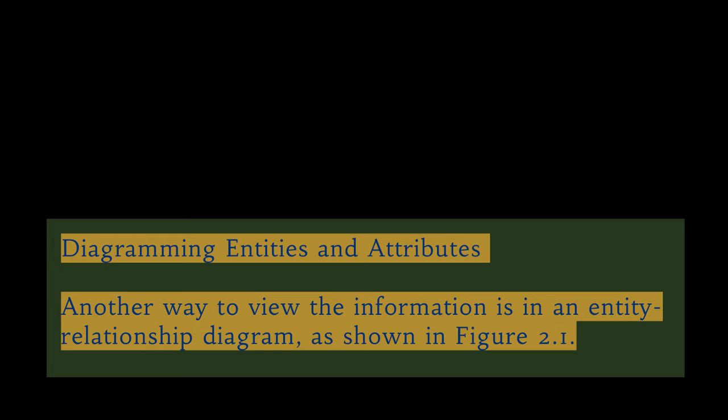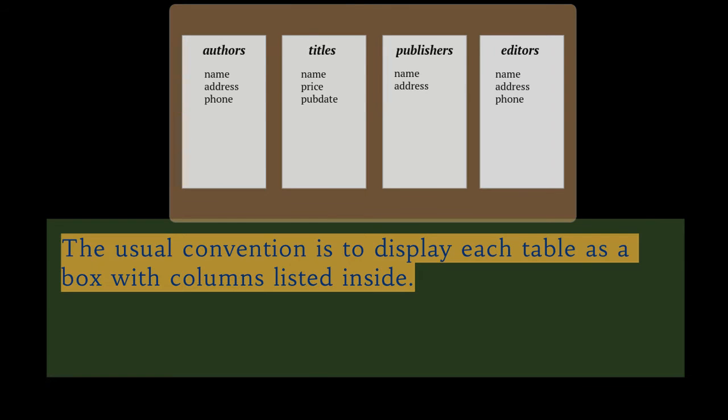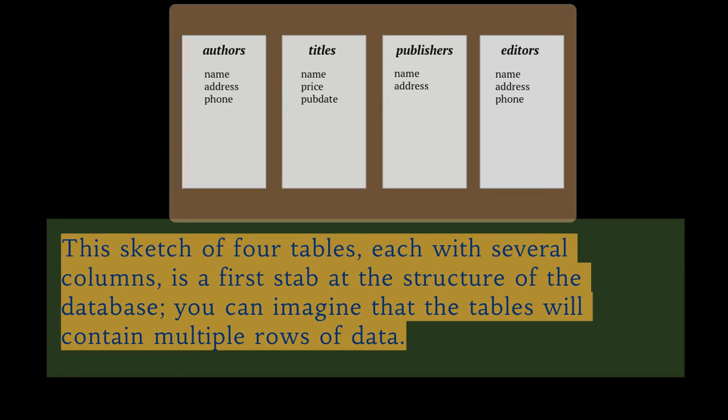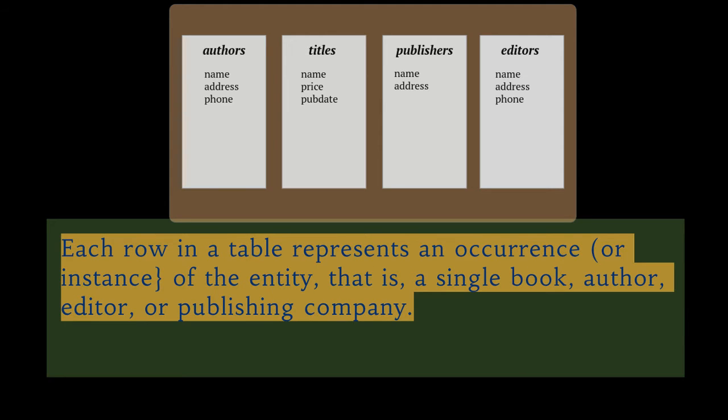Diagramming entities and attributes. Another way to view the information is in an entity relationship diagram, as shown in Figure 2.1. The usual convention is to display each table as a box with columns listed inside. This sketch of 4 tables, each with several columns, is a first stab at the structure of the database. You can imagine that the tables will contain multiple rows of data. Each row in a table represents an occurrence or instance of the entity, that is, a single book, author, editor, or publishing company.